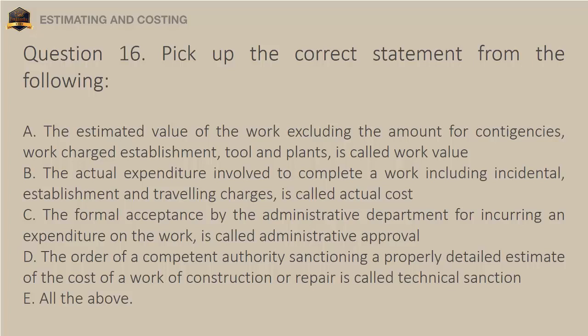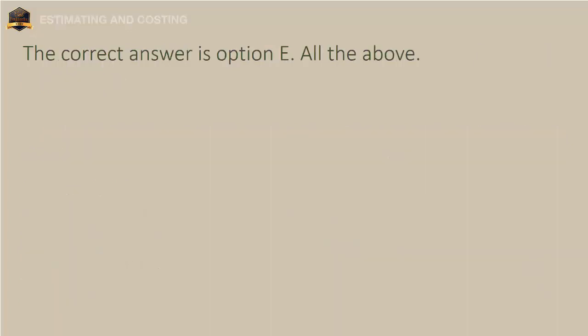D. The order of a competent authority sanctioning a properly detailed estimate of the cost of a work of construction or repair is called technical sanction. E. All the above. The correct answer is option E. All of these.